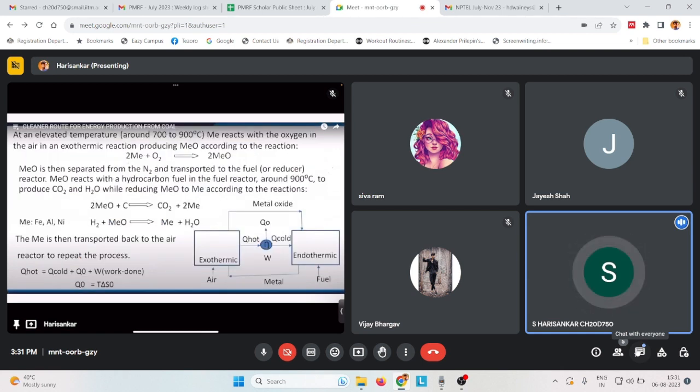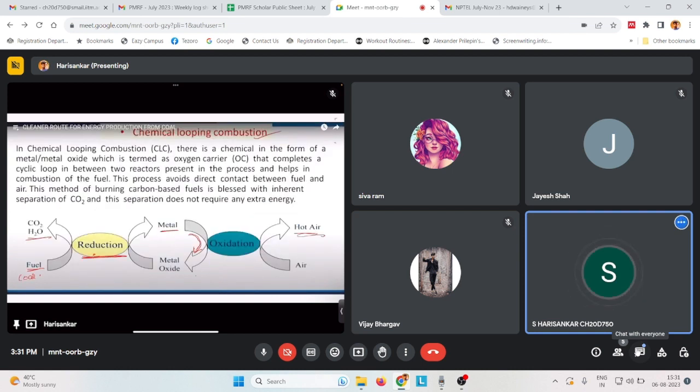Right. So again, we'll take a detailed look into the reactions that are involved in this system. The first reaction is the oxidization of metal to metal oxide. So 2 Me, where Me basically means the metal that has been used for this chemical looping combustion. This metal will first get oxidized to metal oxide, and this happens at an elevated temperature, around 700 to 900 degrees Celsius. Basically this is an exothermic reaction, and this metal oxide is then separated from the nitrogen and transported to the fuel reactor, the reducer.